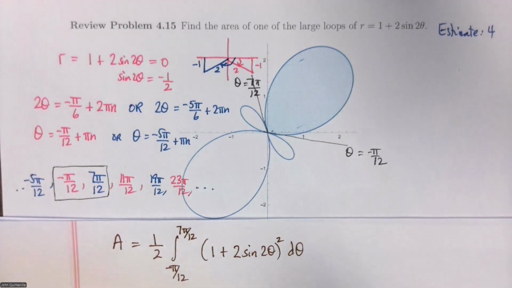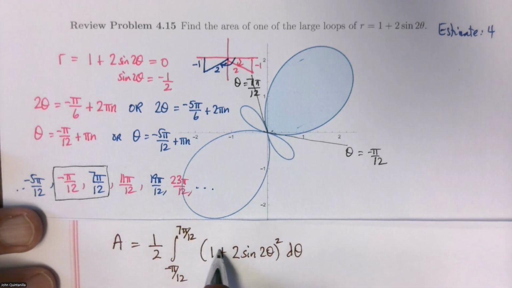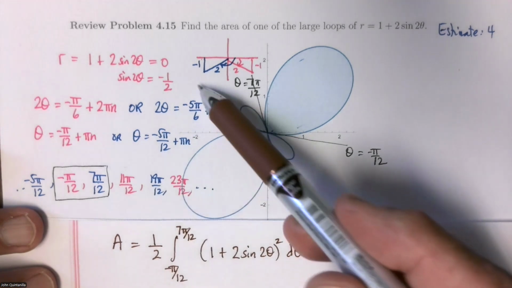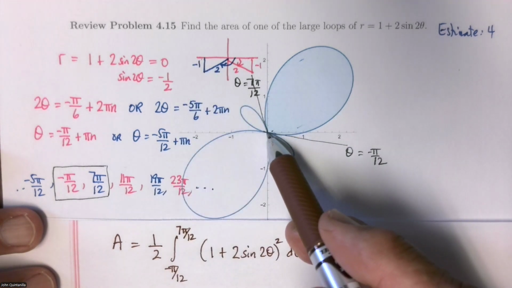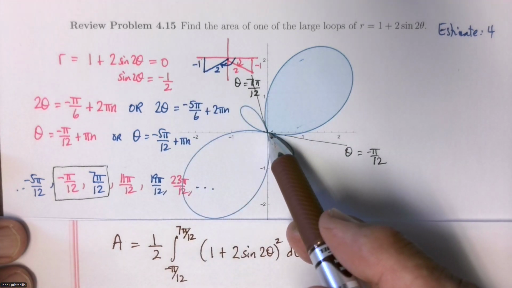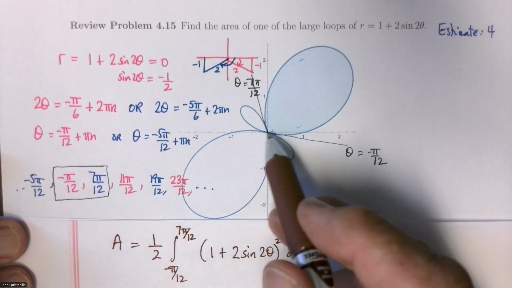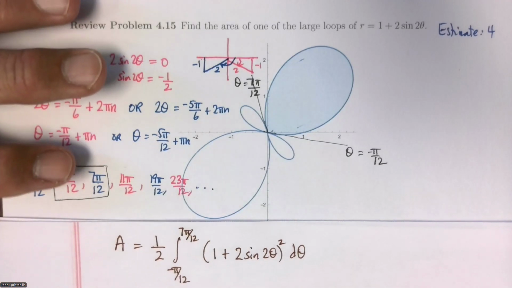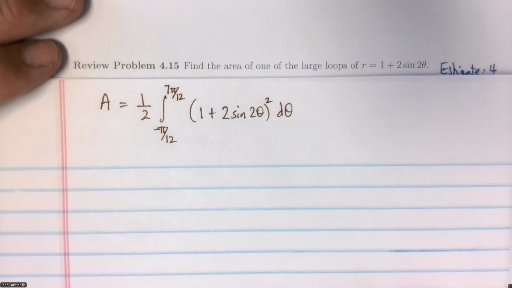Okay, so that's the setup of the integral: 1/2 r squared d theta. My endpoints I figured out by this analysis up here, figuring out places where r is equal to 0, where the curve crosses itself. All right, now everything else in the problem is doing the calculus to evaluate this integral. Up until now, I've only been setting up the integral. Now I proceed with the calculation.